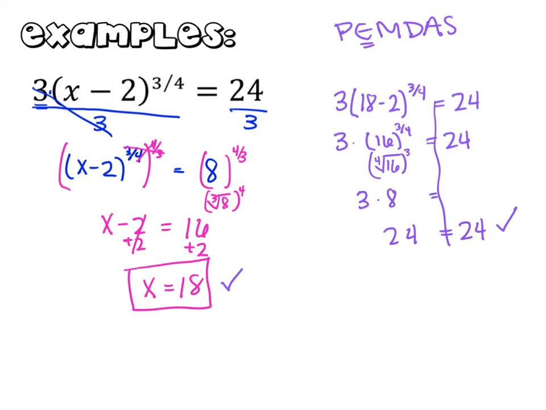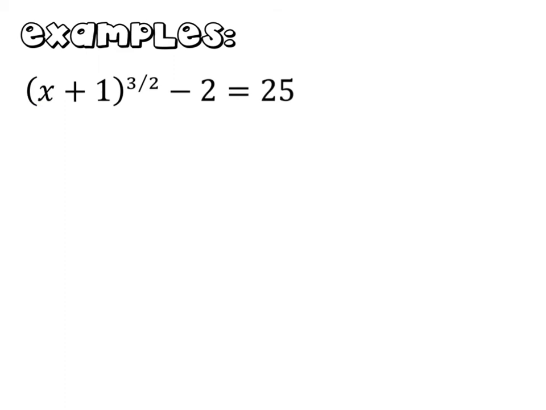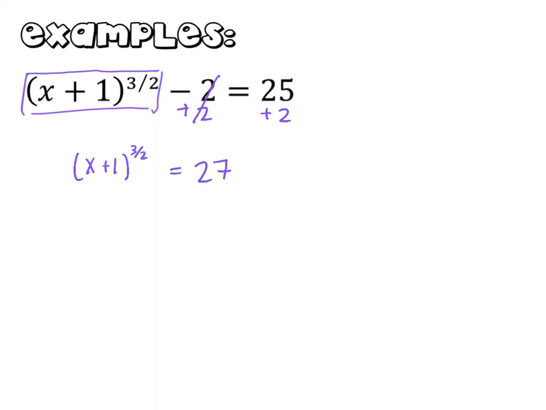One more example. Again, the part that would be the radical part would be this part here. So the first thing I need to do before I can raise both sides to the reciprocal power is to get rid of anything that's not part of that. So I'm going to start by adding 2 to both sides. Then I have x plus 1 to the 3/2 power equals 27. Now I can undo my 3/2 power by using the reciprocal. So instead of 3 over 2, I'm going to raise it to the 2 over 3 power.